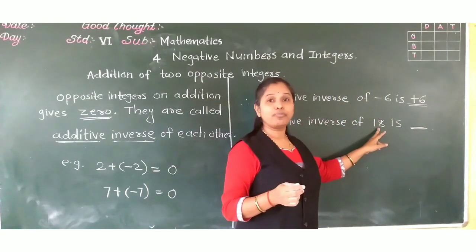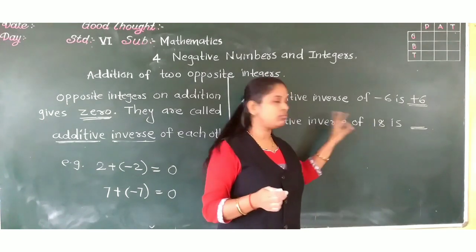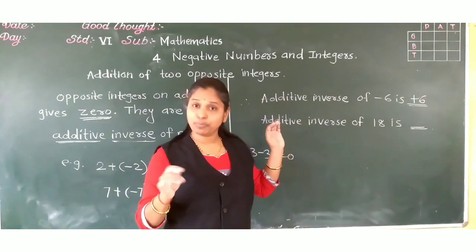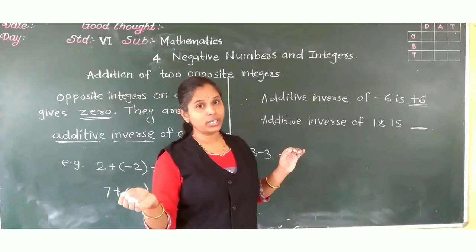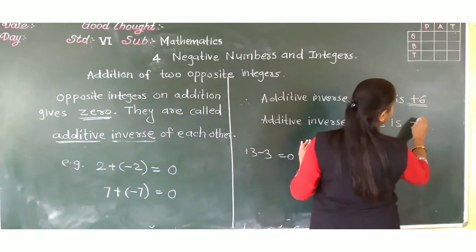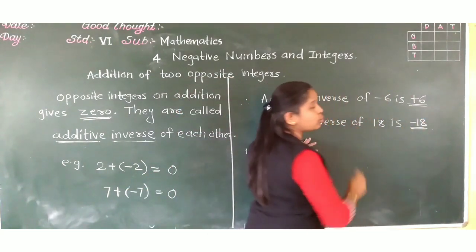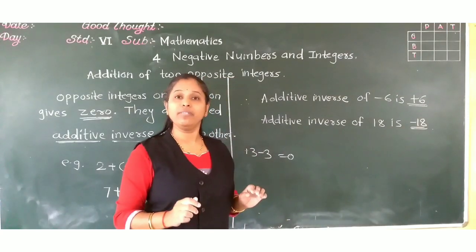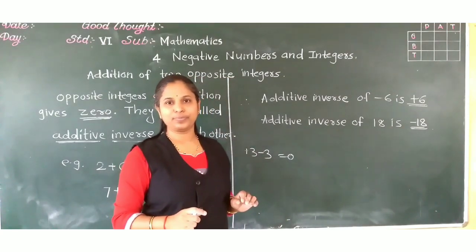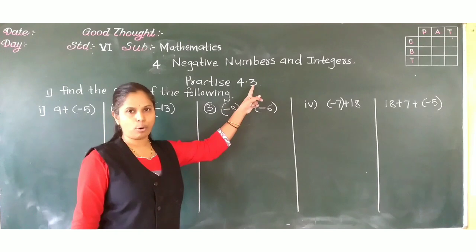Additive inverse of 18. No sign is there, that means it is plus 18. So what is the opposite integer of it? Minus 18. And they are also called additive inverses. Okay. Now we will solve practice 4.3.